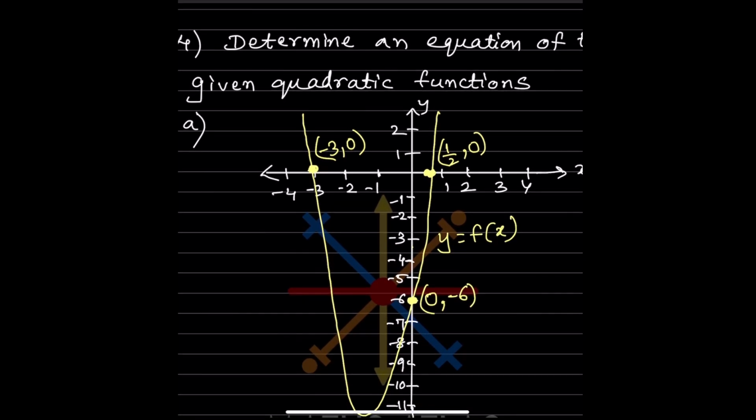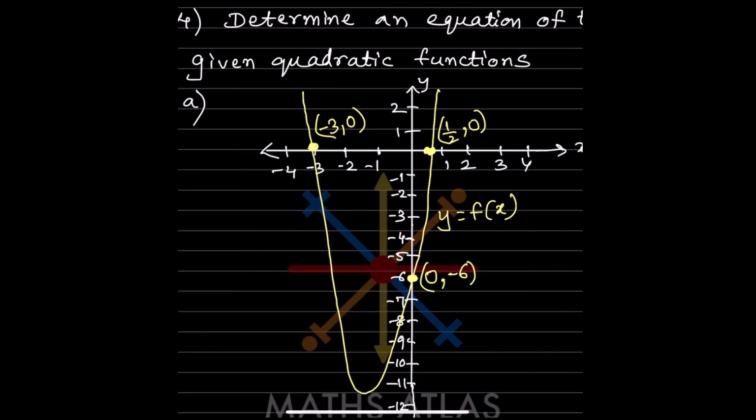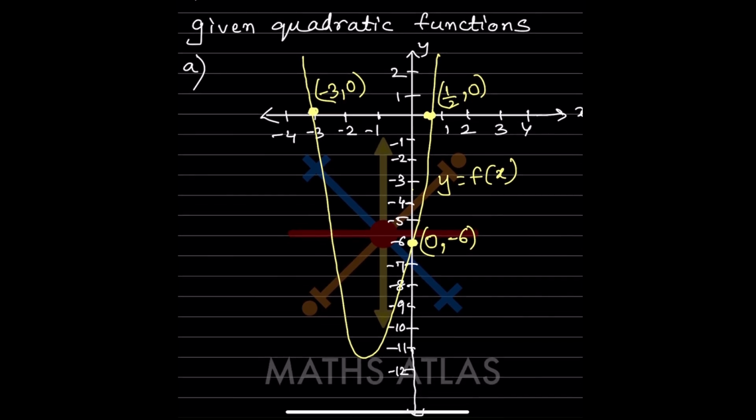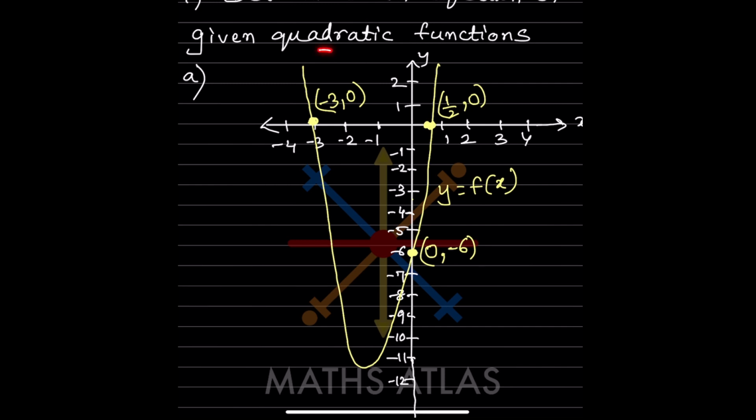Now determine an equation of the given quadratic function, and you have to find the equation of this one. So now what will you do here? How do you know this is a quadratic? See, always in the parabola, can you see this parabola? So this is y is equal to f of x, and these are the points wherever they are intersecting here.